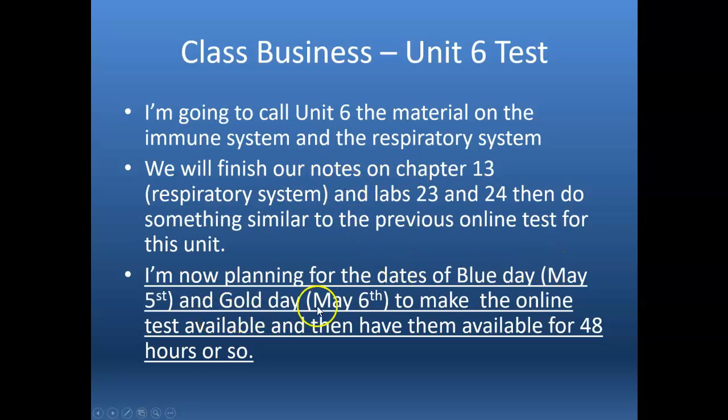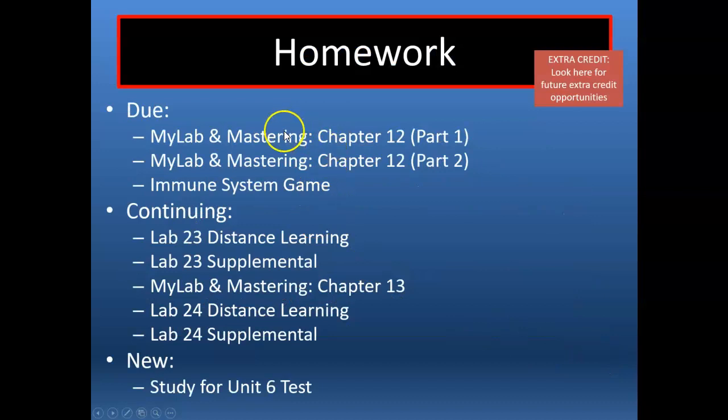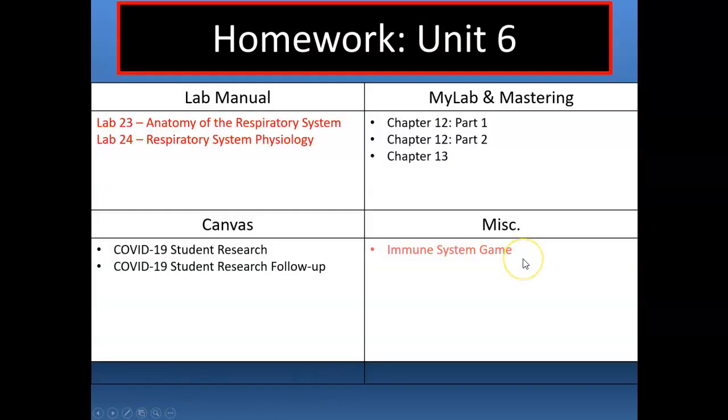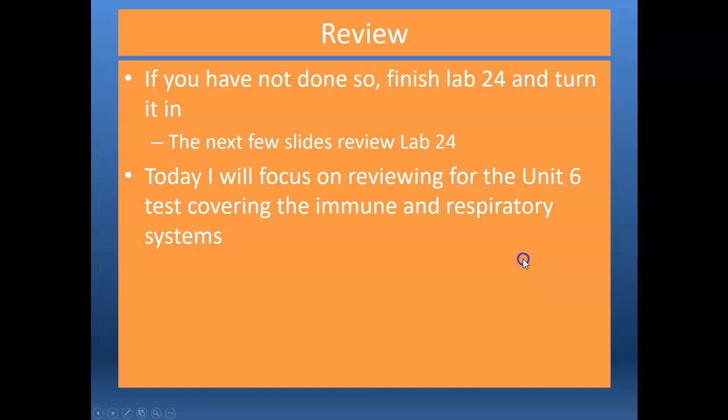So May 5th and May 6th are the test dates to make them available, and they'll continue for about 48 hours or so after that. Homework, getting the homework turned in from Chapter 12 and Chapter 13, the immune system game, and then the labs 23 and 24, and then new stuff was study for the test back on day 75. So you can see the list of the homework, the other way to look at it. If you haven't done so, finish Lab 24, turn that in.